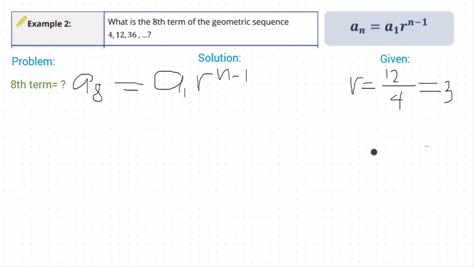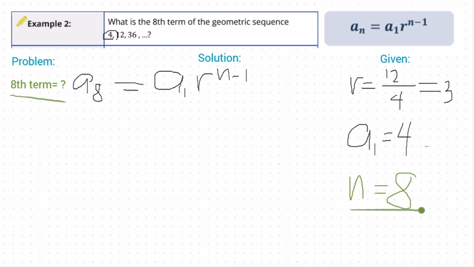So we already have r. Now we need the first term, which is 4. Since we already have these, we also need n. Our n is 8. Why 8? Because when you get the 8th term, there are 8 elements in the sequence, like say for example 4, 8, 12, 16: first, second, third, fourth, fifth, sixth, up to 8, because you need to get the 8th term. Therefore there are 8 elements.